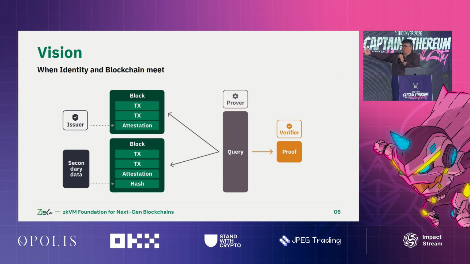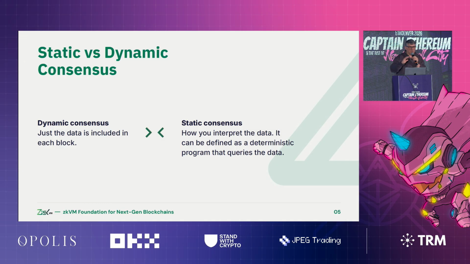I not only need to have transactions, I can have maybe attestations or hashes of other information there. And here is the concept of what we call dynamic consensus and static consensus. Dynamic consensus is the consensus reached every block, the data that appears in every block. And static consensus is how we process this data, and this doesn't change. It's the protocol itself. How Ethereum processes transactions changes in forks, but in general it doesn't change. This is the static consensus.